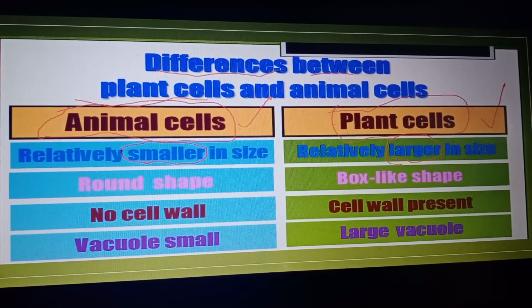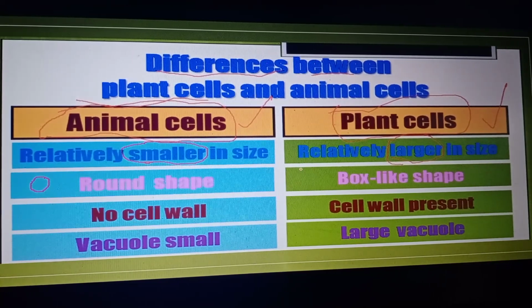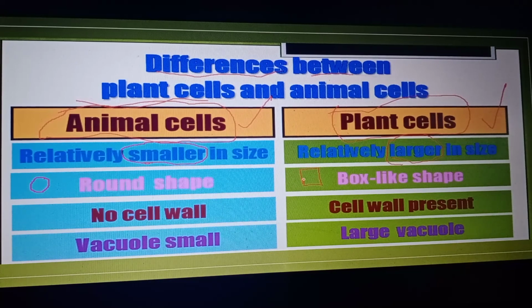Next, round shape. Animal cells have a round shape. Another term for round is circle. Round shape. Okay, circle or round shape. Now the plant cell has a box-like shape. When we talk about box shape, it's just like a square. Okay, box-like shape, just like a square.